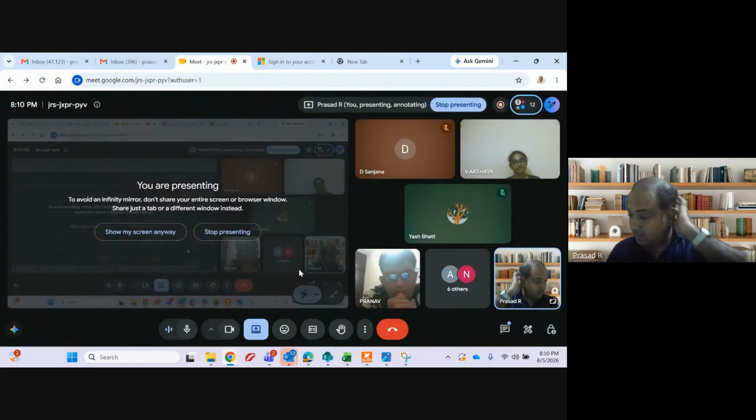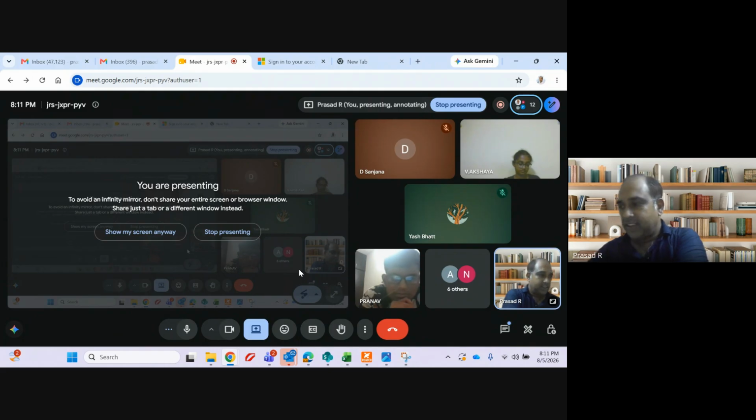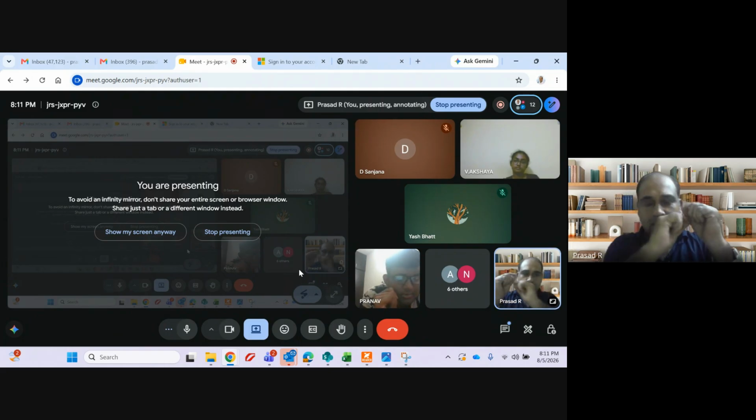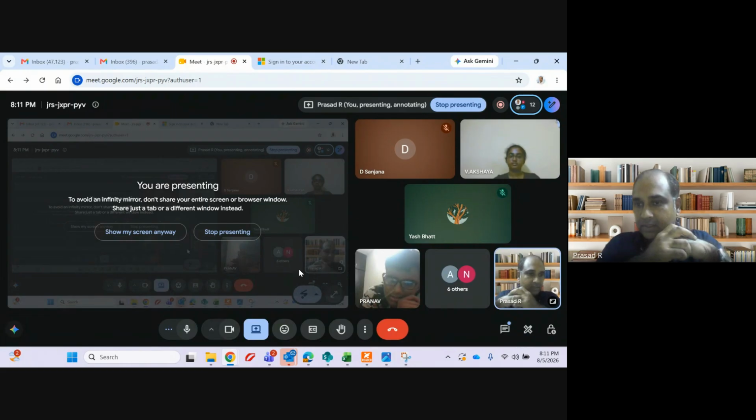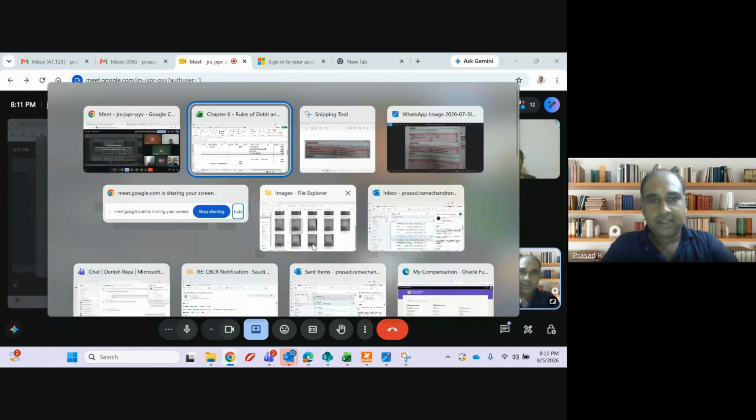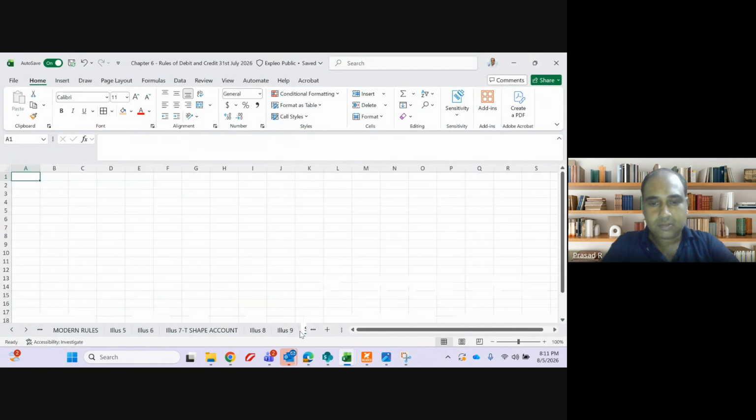So this we completed now. Illustration 9. One more illustration, T-shape account: Illustration 10. See how understanding with logic is making it look very easy. Anyone finding it difficult? No, sir. Fantastic, guys.